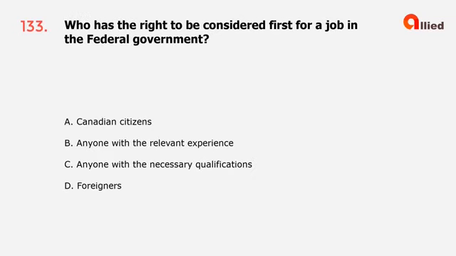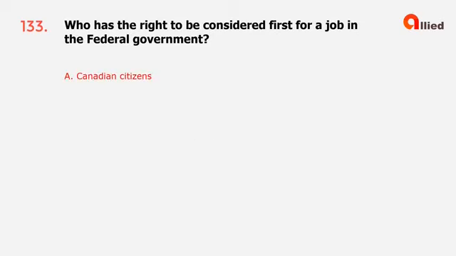Question 133. Who has the right to be considered first for a job in the federal government? A. Canadian citizens. B. Anyone with the relevant experience. C. Anyone with the necessary qualifications. D. Foreigners. The answer is A. Canadian citizens.